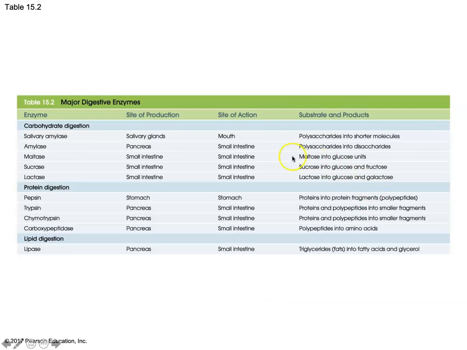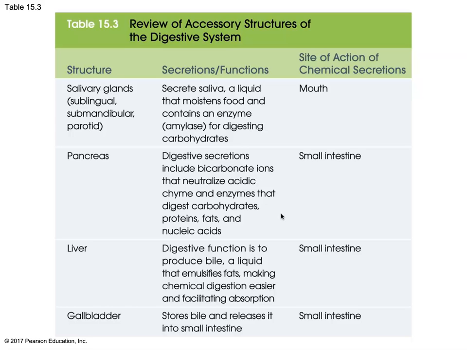So anyway, review this table. Spend a little bit of time with it. Table 15.3 is also going to be very helpful. I do want you to know this table. You should know the different structures of the digestive system. What do they secrete? What do they break down? What is their role? And the site of action of chemical secretion.